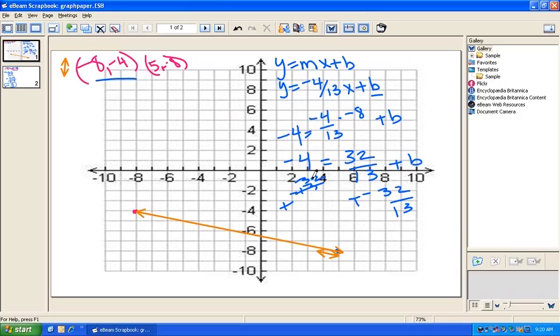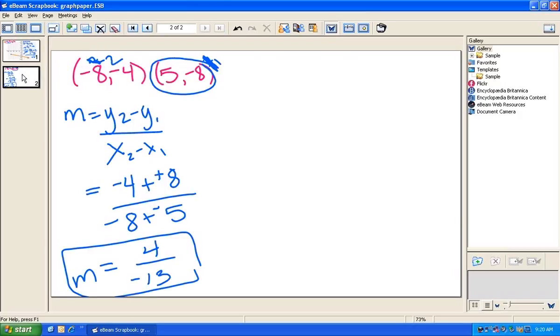So I end up with b on this side equals negative 4 plus a negative 32 thirteenths. I'm going to go to my clean page for a minute and do negative 4 plus a negative 32 thirteenths equals b. Oh, it's positive. Thank you. No, it is negative because we're adding it to the other side, my dear. Remember?